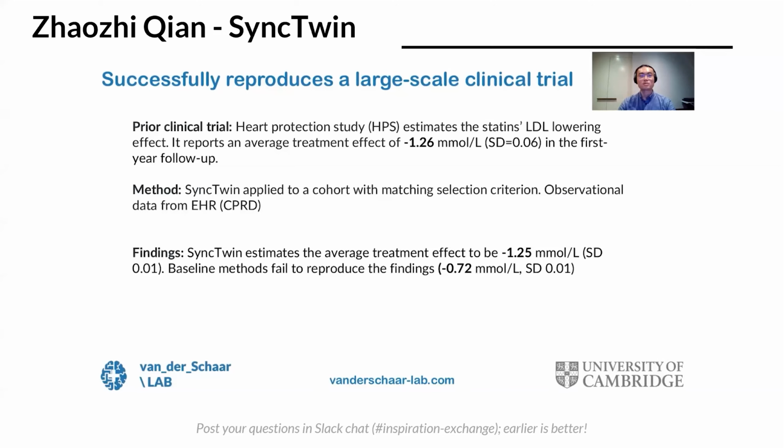We apply SyncTwin to a cohort selected from the EHR. Since this is an observational dataset, it contains the confounding bias due to non-random treatment allocation. We found that SyncTwin produces a very similar ATE estimate, whereas the baseline methods fail. I'd like to point out here that we compared the ATE for model validation, but SyncTwin is able to estimate the treatment effect on individual level, the ITE.